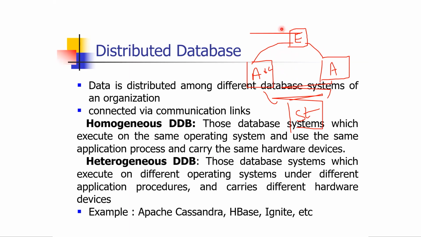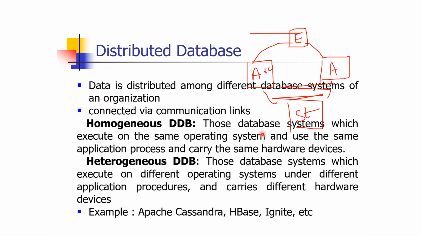And these are connected through some links. Those links are called communication links. Now, this distributed database is again divided into two categories: one is homogeneous, one is heterogeneous. Homo means similar type, hetero means different. If you remember the meaning, homo means same type.